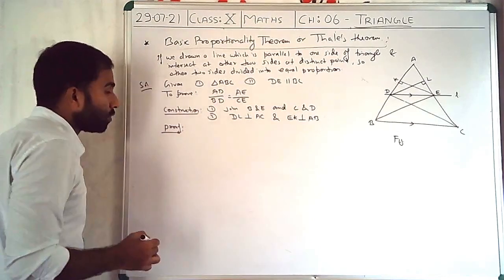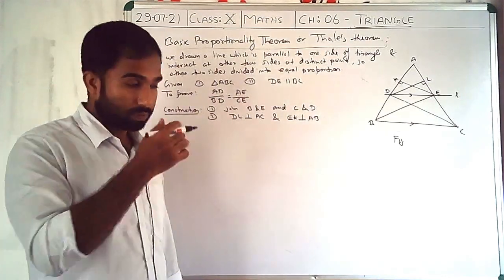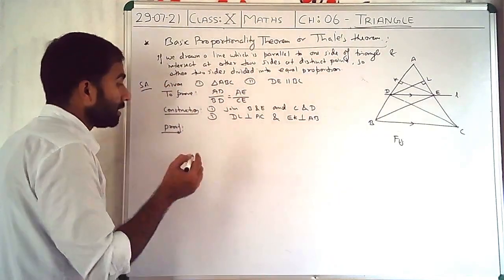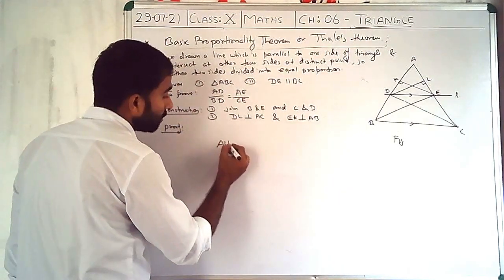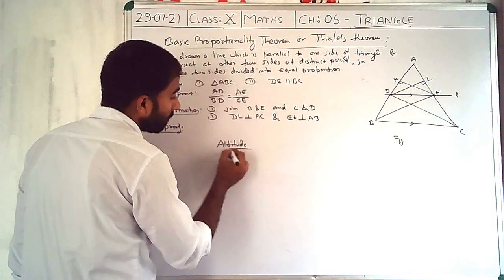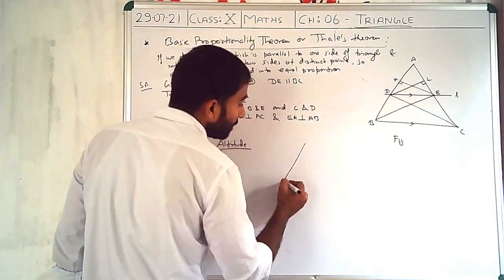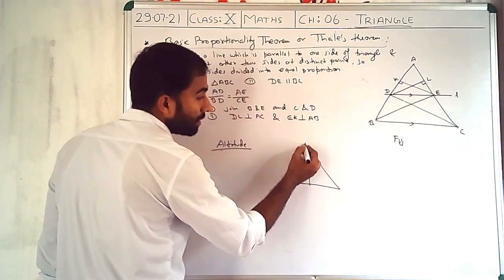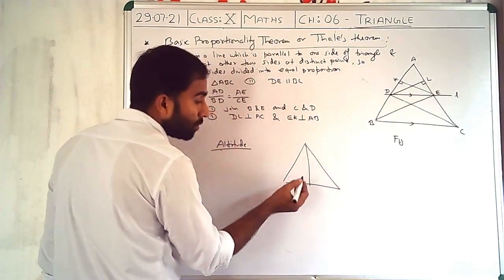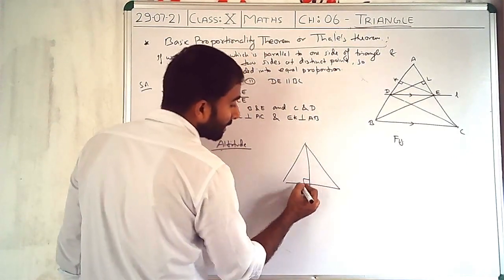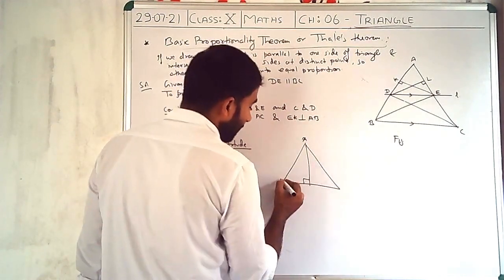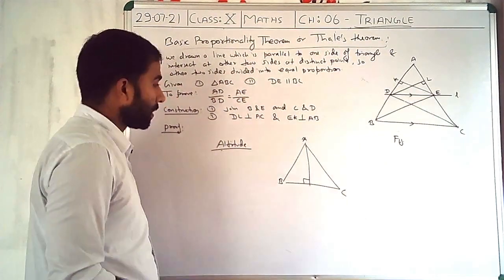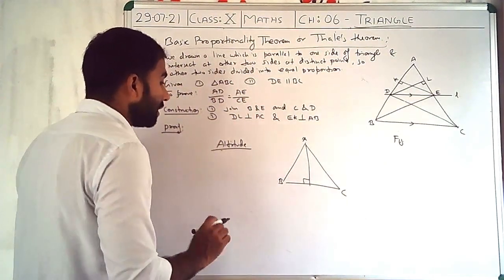Before starting the proof, I want to give you some information regarding altitude. What is altitude? In any triangle, altitude is the shortest distance from any vertex to the opposite side, and it always makes 90 degrees. Okay, and in other words you can say perpendicular. Okay, so this one is altitude.